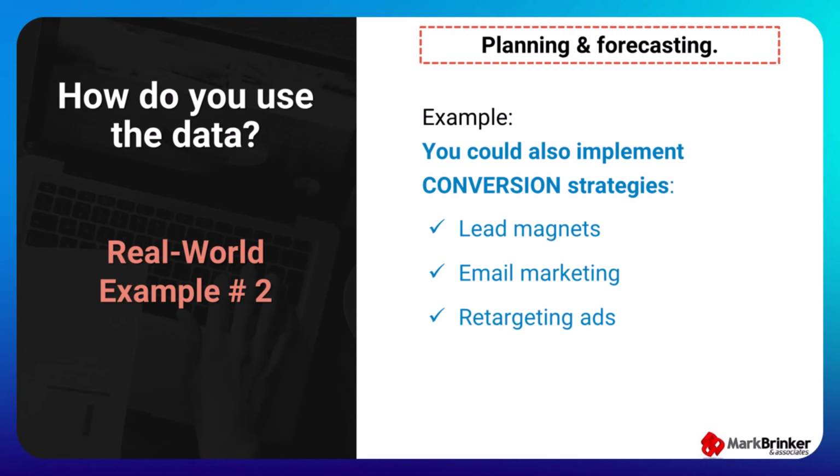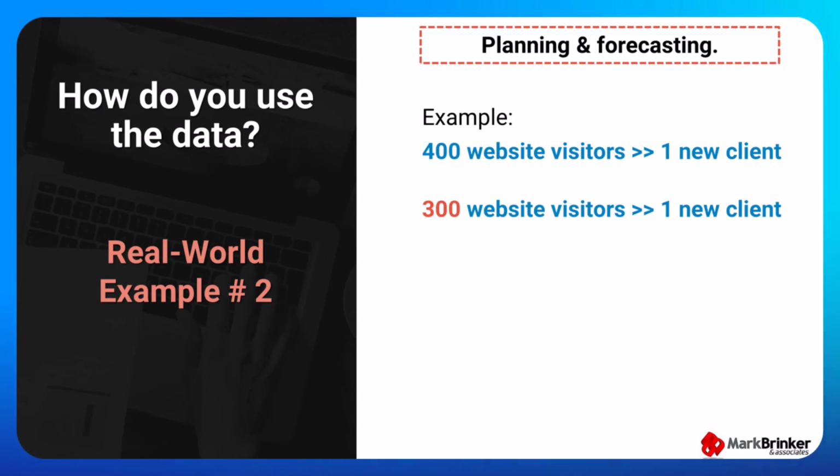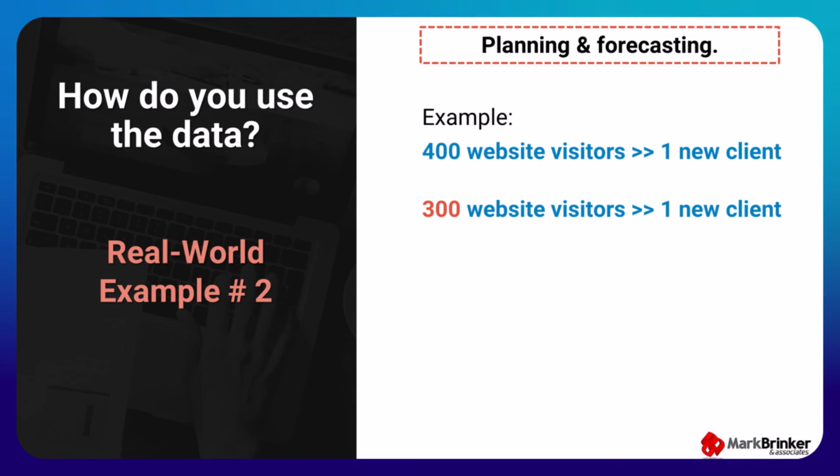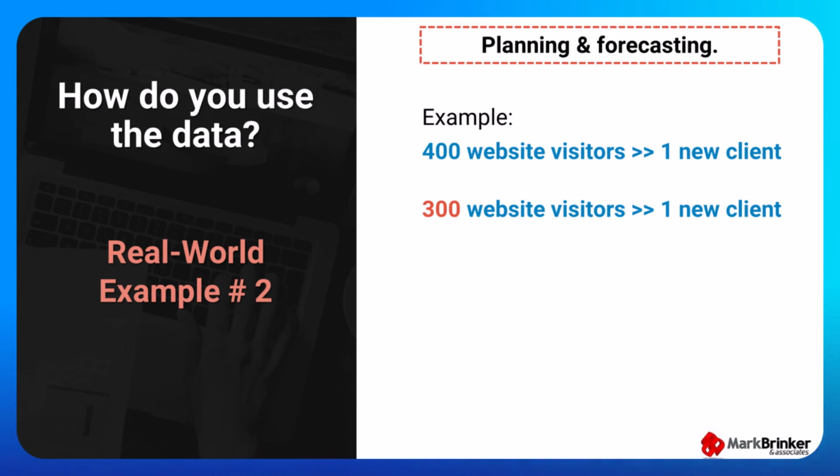In our example, if one or more of your conversion strategies can reduce the numbers from 400 visitors for every new client to only 300 visitors for a new client, you'd be able to get more clients without increasing traffic. So this is an example of how you use website statistics to give you predictability and peace of mind.